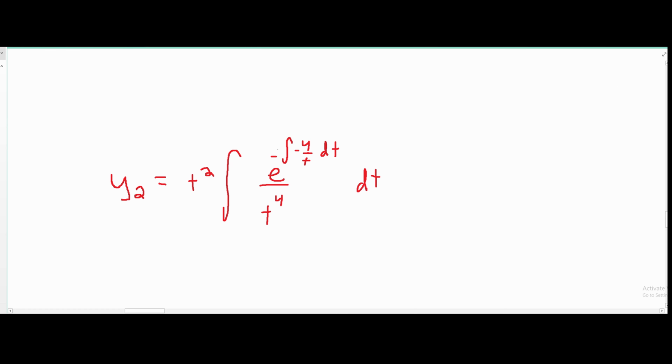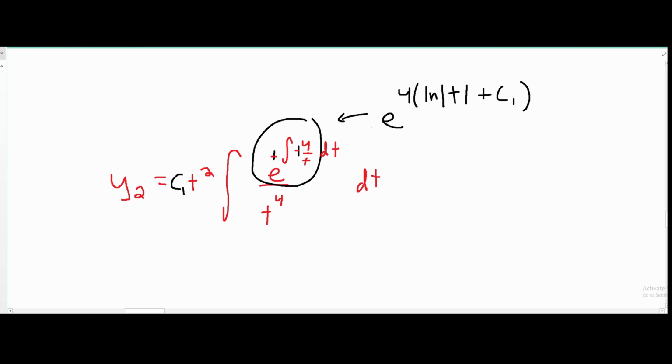So after we do this, these negatives become positive, and we can focus on this portion right here. And after we take the integral, we get 4, and then in parentheses ln of t plus c1. E to the c1 can be brought out front as just c1 over here, and then this 4 can go into our ln, so we're going to get t to the 4th. And after we do that, the e and the ln can cancel out, so all we're going to be left with is t to the 4th.